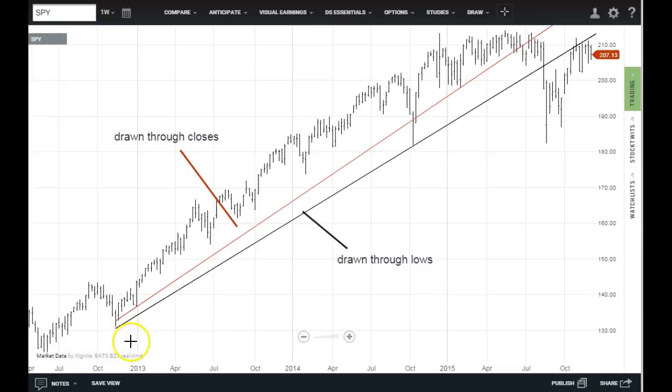But a line drawn through closes, as we have here in red, is a little bit better description of what went on. It ignores this panicky type of low in October 2014 and gives us a better idea that the trend was over well before this plunge in July of 2015. It may not have been the cleanest of sell signals, but it was earlier than a break of the other line. So it did suggest that something was wrong and investors could have sidestepped the decline by holding cash.